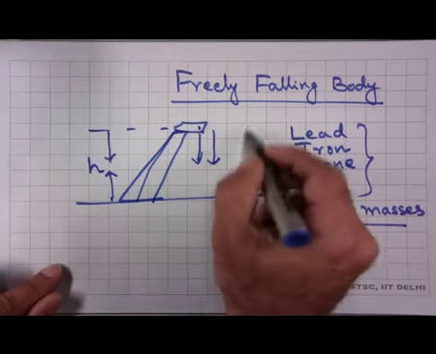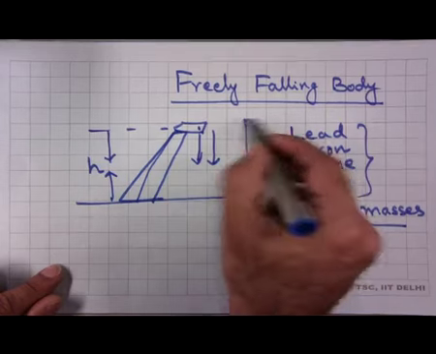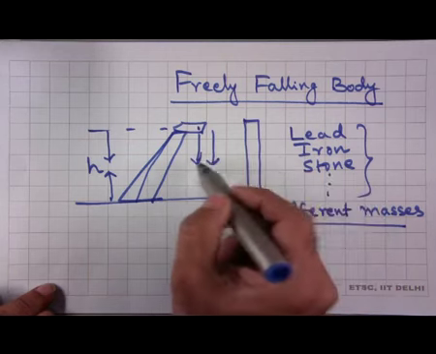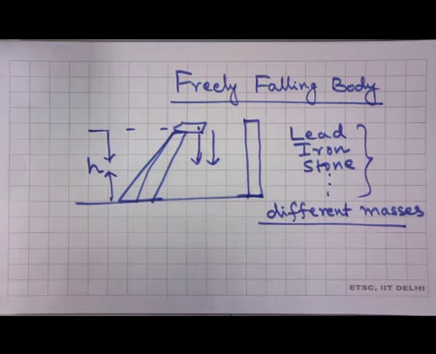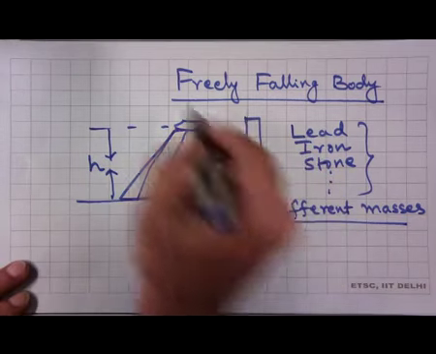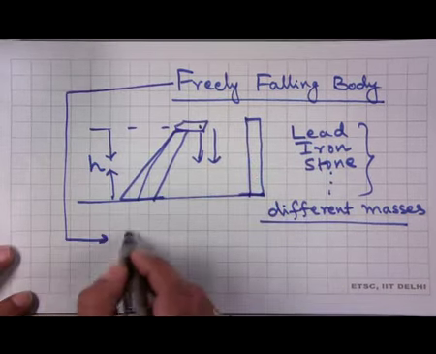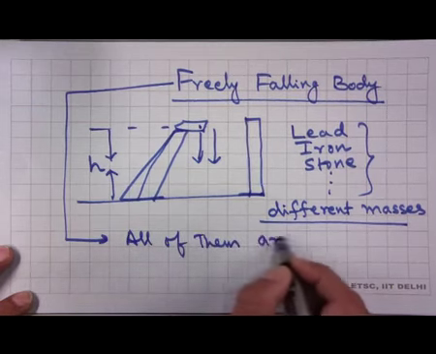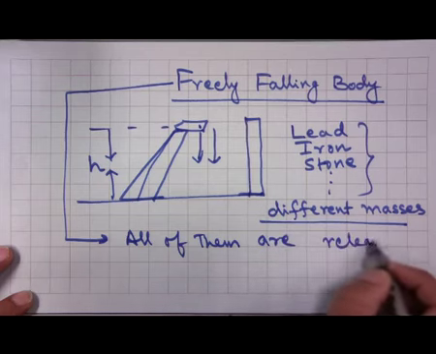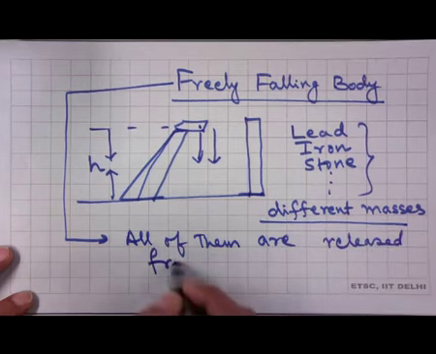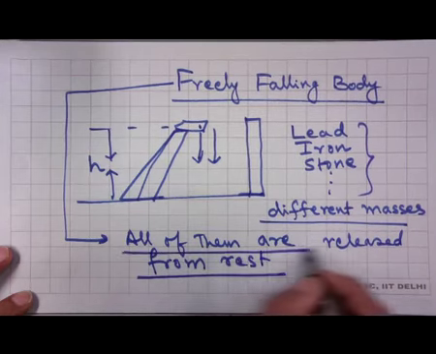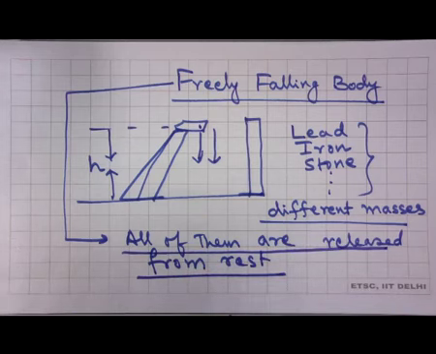Imagine that you have a graduating scale here, and you start measuring the rate at which they fall. Now, what is it that Galileo observed? When we say freely falling body, what do we mean by that? All of them are released from rest.